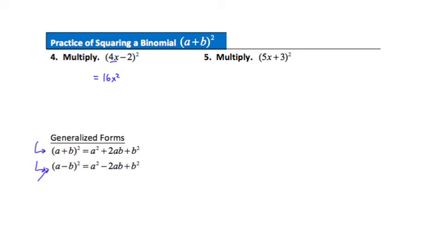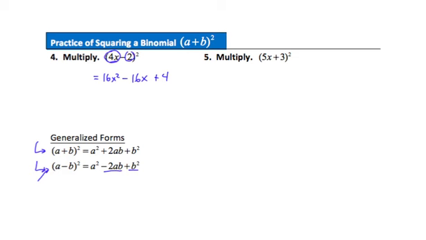Now let's go to the middle term. The middle term is going to be negative 2ab, right here, which means it's definitely going to be negative. And then I'm going to take twice 4x and 2. If I take 4x times 2, that's going to give me 8x. If I take twice that, that is going to give me 16x. All right, the last term then is just plus b squared. So I need a positive sign here. B in this case is 2, so 2 times 2 is going to give me 4. And so there is the answer to that binomial squared.